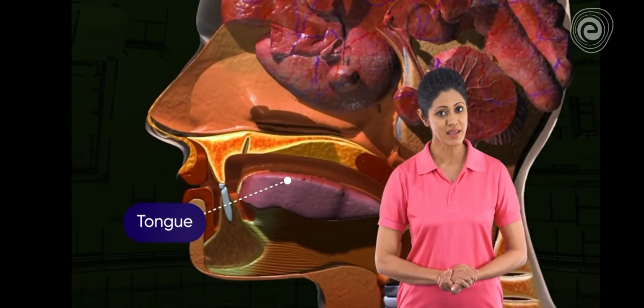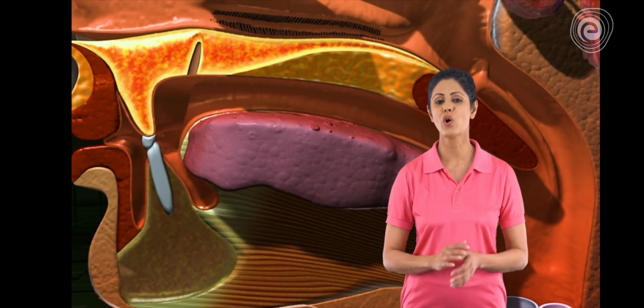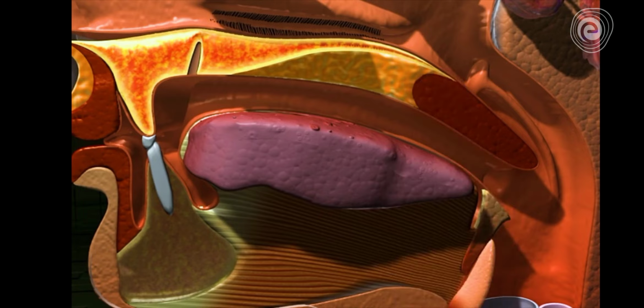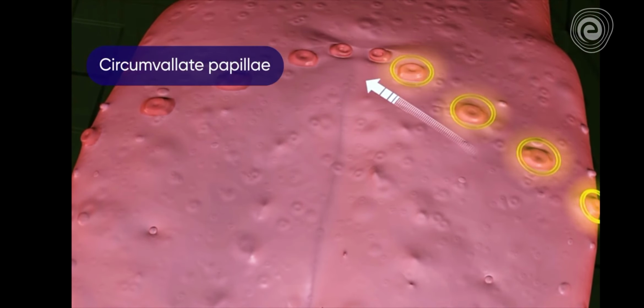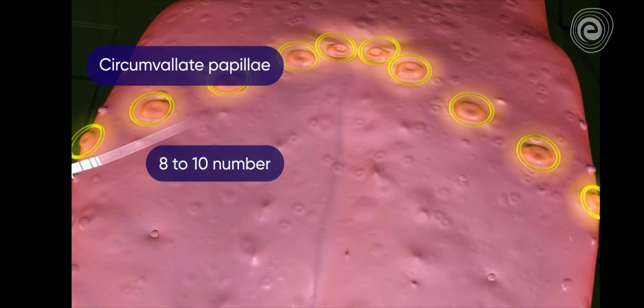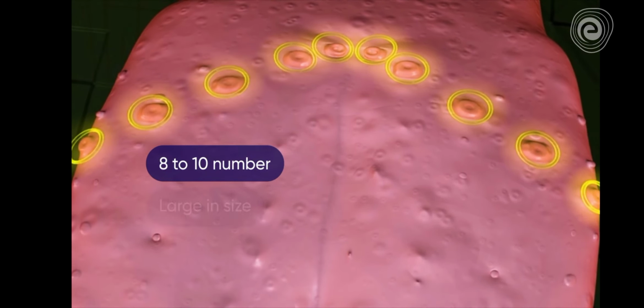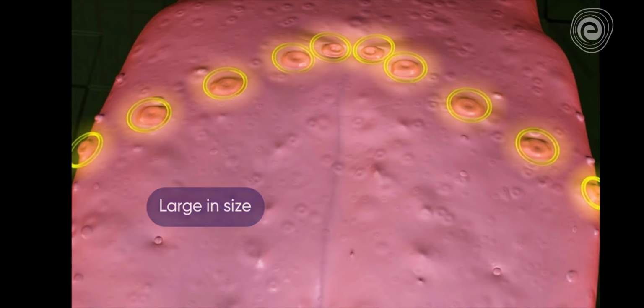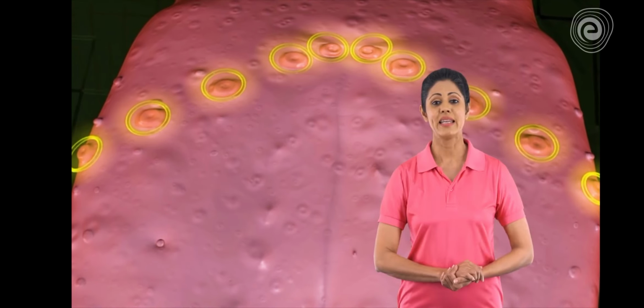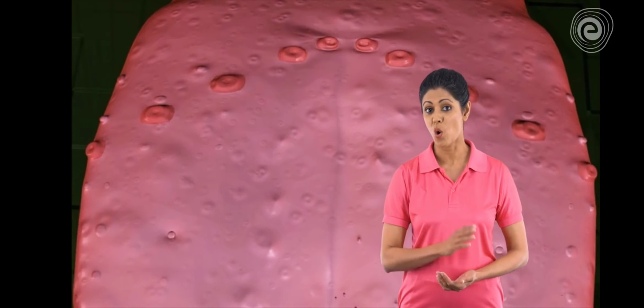Tongue is a thick musculosensory organ on the floor of the buccal cavity. Three types of papillae are found on it. The circumvallate papillae are up to 8 to 10 in number. They are large in size and have a circular outline. They lie in an inverted V shape on the tongue.